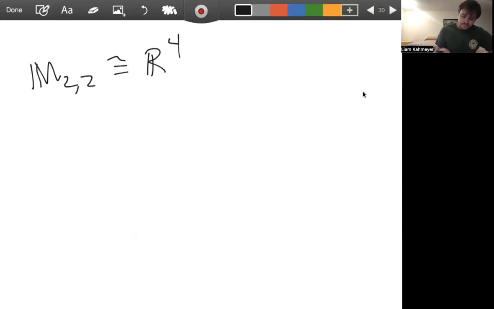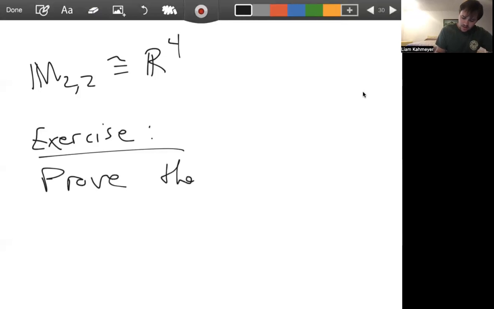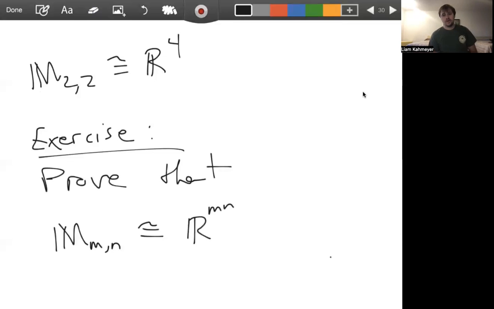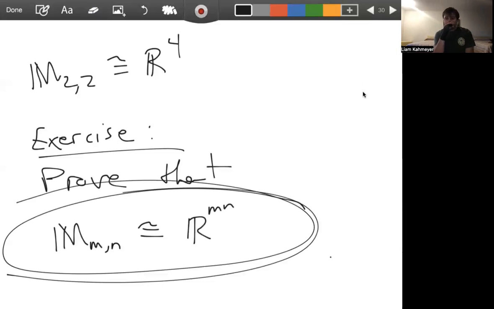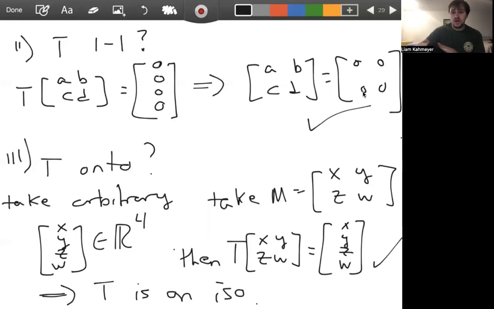And here's an exercise. Prove that M_MN is isomorphic to R to the MN. We've done this exercise for M equals N equals 2. See if you can prove this in general. I've talked about this isomorphism before when I defined the space of all M by N matrices, but I want to see if you could, going through this kind of argument, prove it in general here.